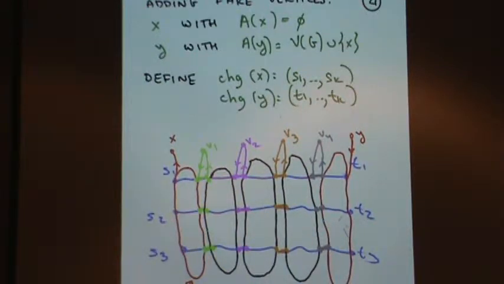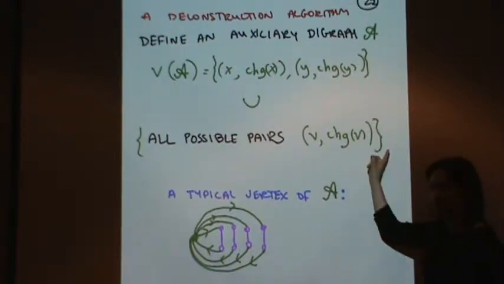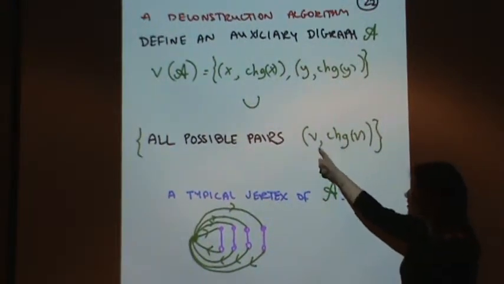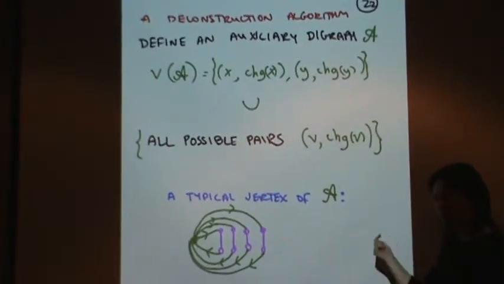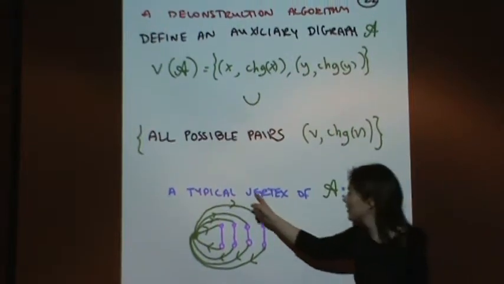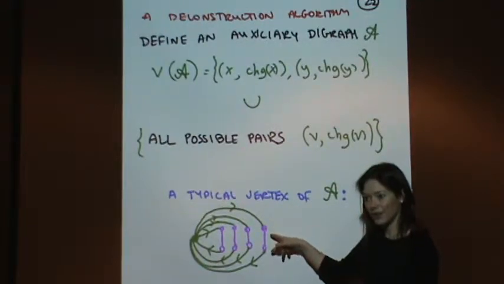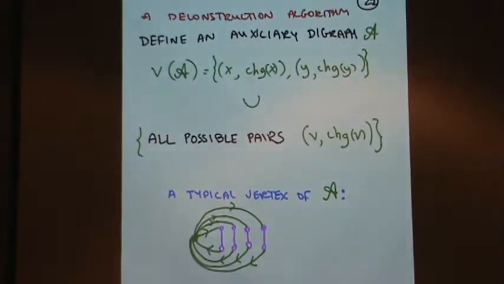Okay, so the vertices of my graph are going to be, first of all, x and the changeover of x, and y and the changeover of y. But also I'll have all possible k+1 tuples that look like this: v and a possible changeover of v. So what's a possible changeover of v? It's just a bunch of k edges. So a typical vertex of my auxiliary graph is a k+1 tuple like this. It consists of a vertex and k edges. I'll be pretending that they're all possible changeovers. Okay, so these are the vertices.